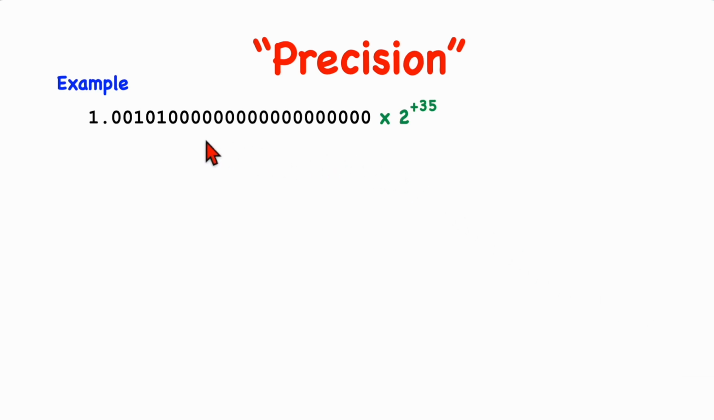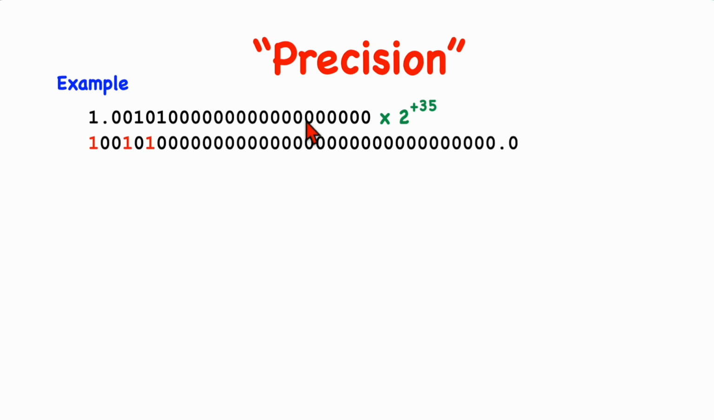In order to give you a feel for this, I wanted to work through a couple of examples. I'm going to start with this number, which is a very large number. And we have our 23 bits of precision for a single precision floating point number. So what value is this number? Well, if we move our binary point over 35 places, we get this integer here.